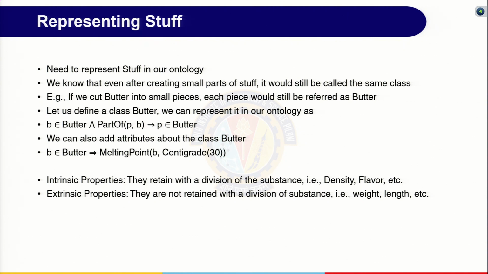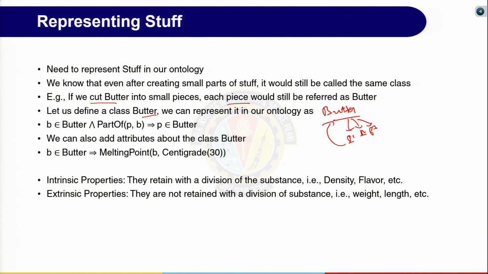However, we need to represent such stuff as well in our ontology. So we know that even after creating many small pieces of that stuff, we would still call each piece the same class. So if we cut the butter into small pieces, each piece would be referred to as butter again. So let us define a class butter that we can represent in our ontology. Let's say butter is represented by the same name. And now we want to say the property that each small piece that I divide this into, P1, P2, and P3, all of them are still part of the class butter.